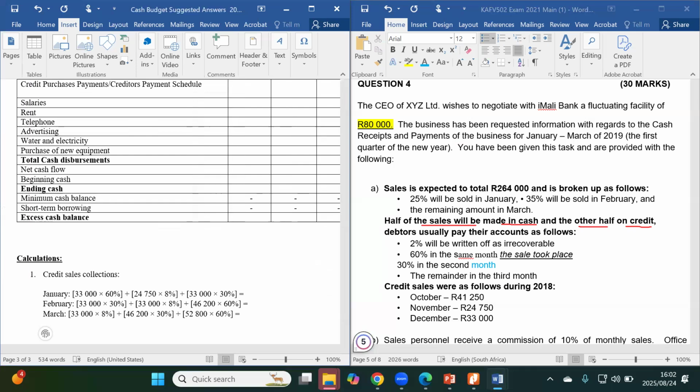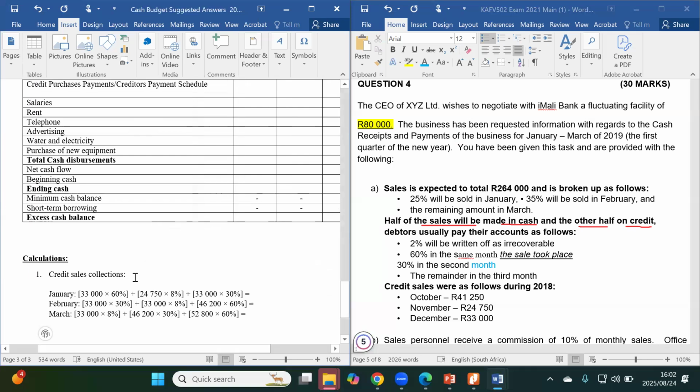So now this is how your credit sales collections would look. I'm sure this is where you had gotten a bit mixed up. Yes, I didn't get it right there. So that's the correct calculation.